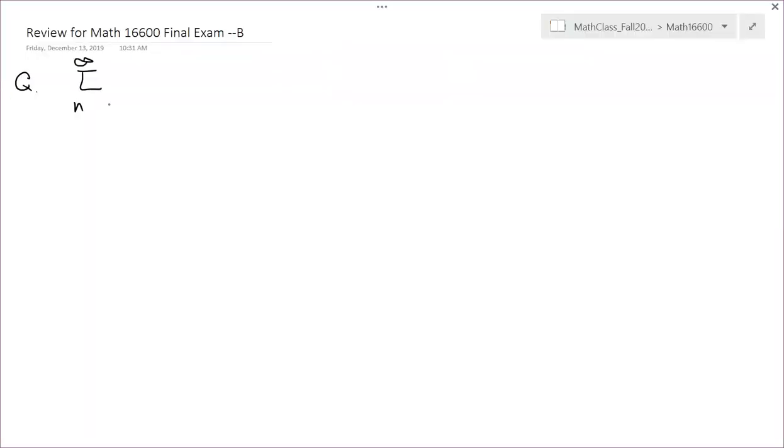Now, the question could be whether this is absolutely convergent or conditionally convergent. Sometimes, you know, we ask this kind of question. So how many different ways are there to solve this problem?